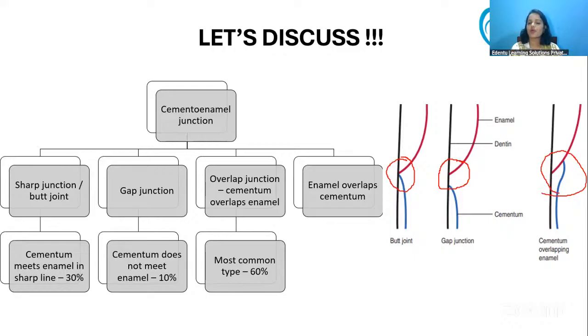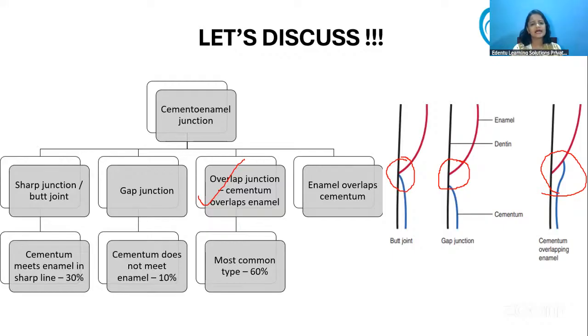The most common type of junction that is seen is this overlap junction. Around 60% of people will show this overlapping type of junction, where the cementum goes and overlaps the enamel. The next common type is the butt joint or sharp junction, where the enamel ends, there the cementum will start. Then the least common one is the gap junction, where a gap will be present between the enamel and the cementum.